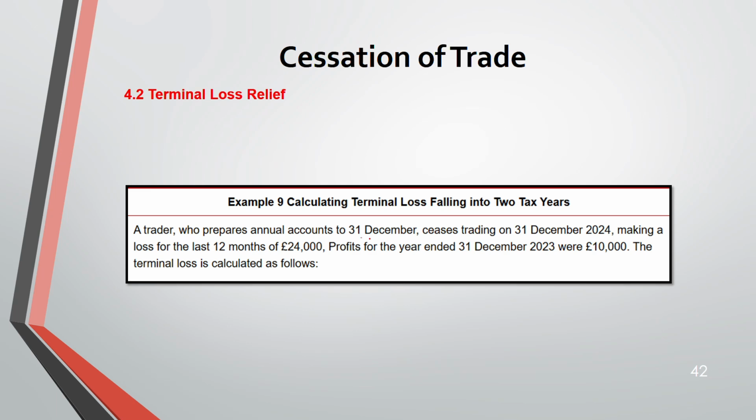So, preparing accounts to 31st December. That means he's ceasing trading on 31st December 24. So the last 12 months of 24,000 is the loss. Profit for 31st December 23 was 10,000. This is how he will calculate.